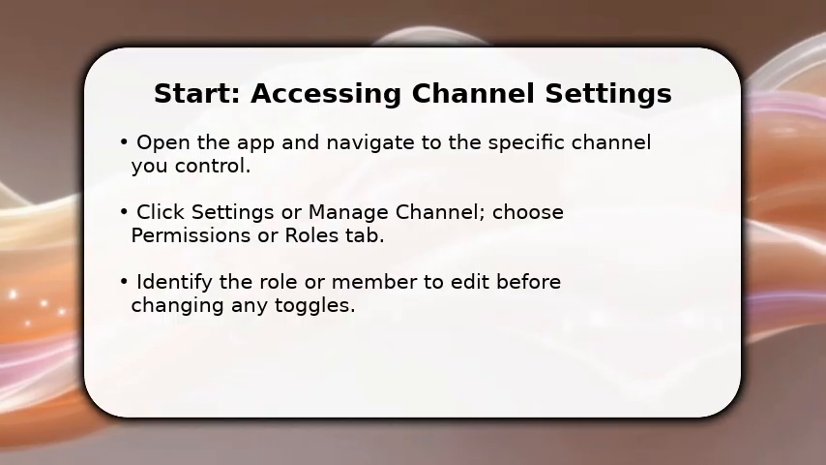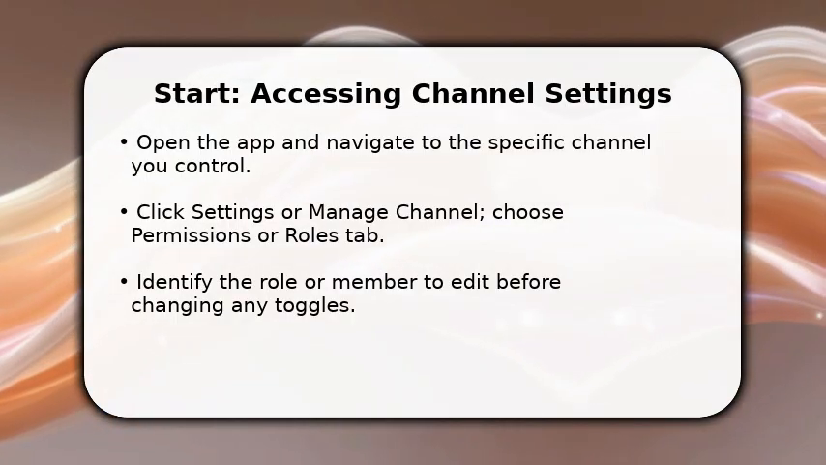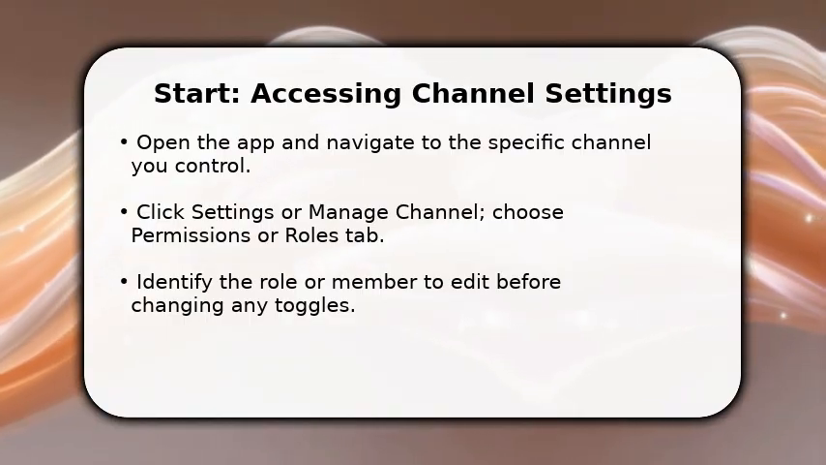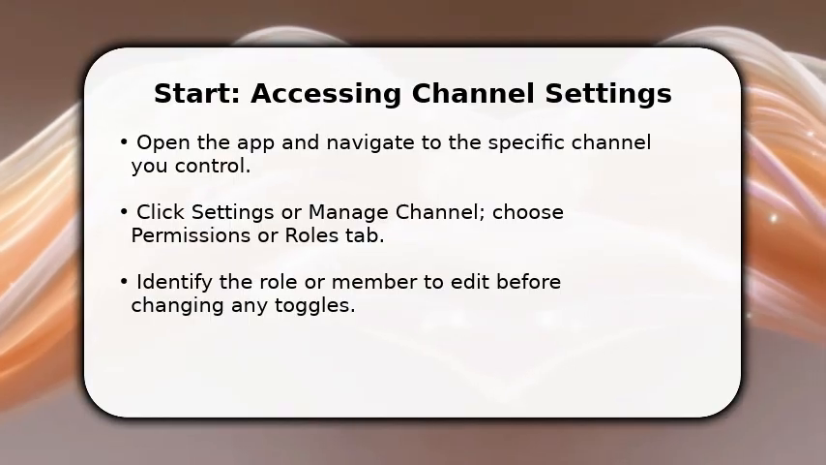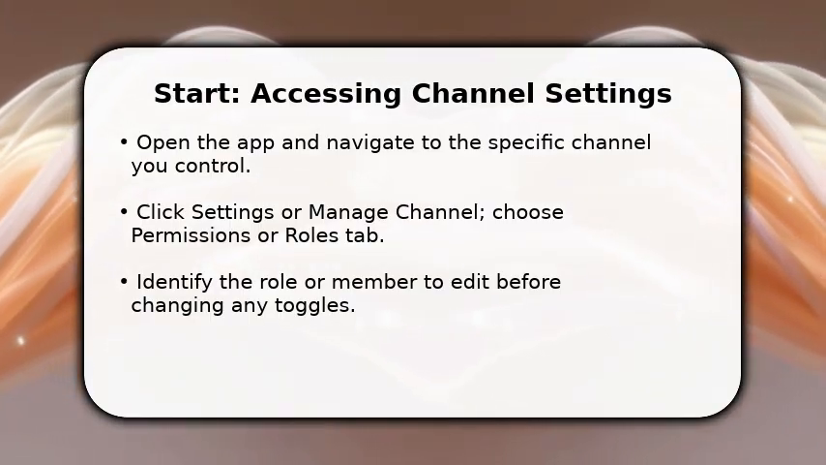Once selected, scan the current allowed and denied toggles to spot conflicts. Make sure to note overwrites from parent categories because those affect the channel. This first step puts you in the right place to make precise permission edits.